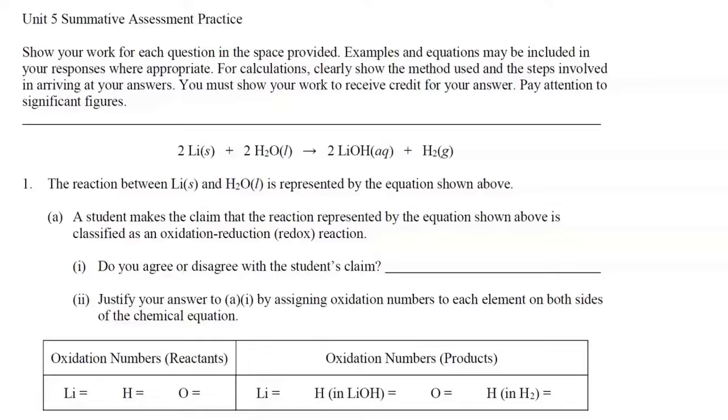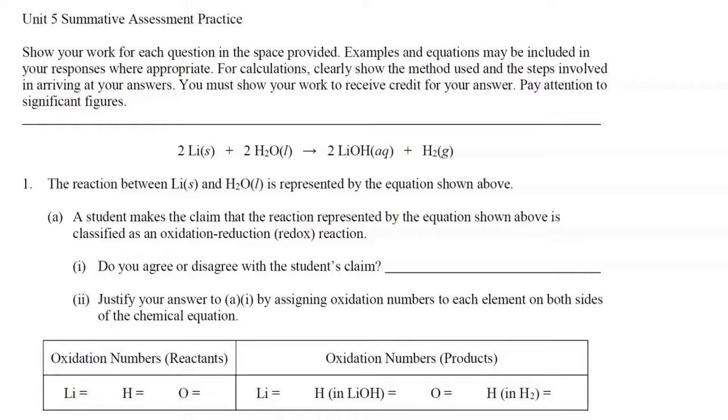Even though this packet is designed to be a review of the chemistry in Unit 5, Kinetics, there are certain parts of questions in this packet that are intended to be a review of chemistry from earlier units that you have already studied. For example, parts A and B of question 1 come from Unit 4, which is entitled Chemical Reactions. Question 1 says the following: the reaction between solid lithium and liquid water is represented by the equation shown above.